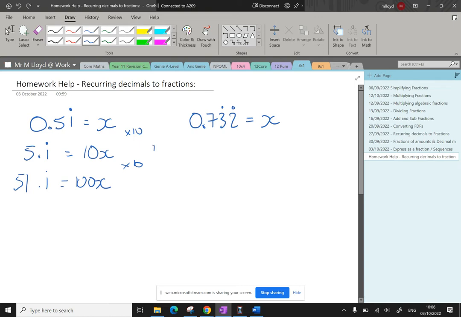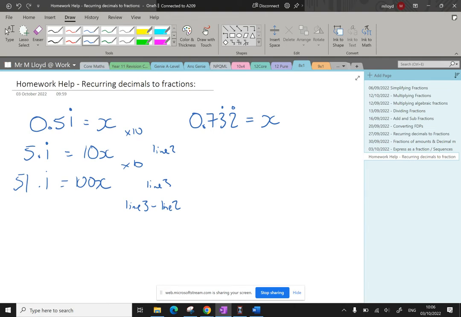So I'm going to call this one line 2. This one's line 3. And we're going to do line 3 subtract line 2, which is kind of like a simultaneous equation, which we cover later on in the year. Line 3, take away line 2. So 100x, take away 10x, gives us 90x. 51.1 recurring, take away 5.1 recurring, gives us 46. So the recurring elements will just cancel out and we're left with 51 and 5.